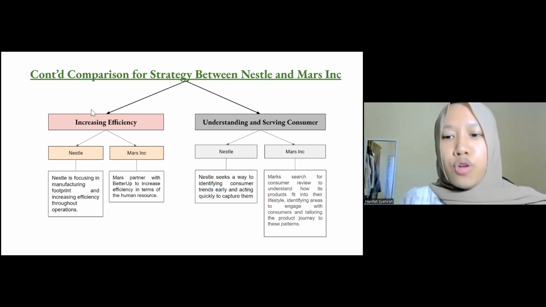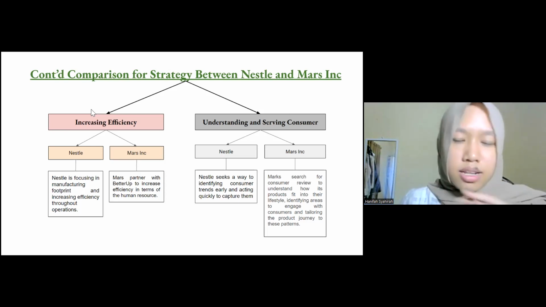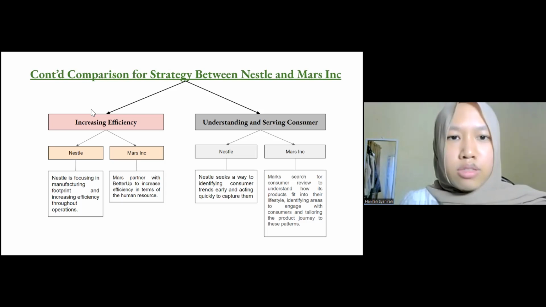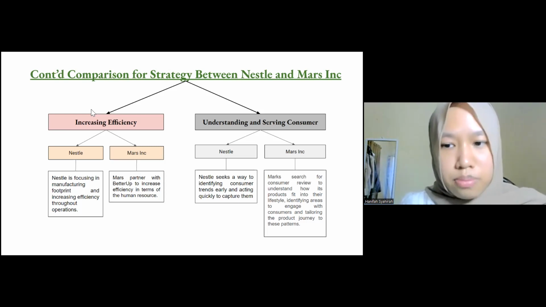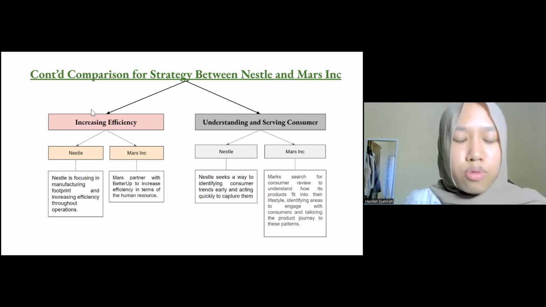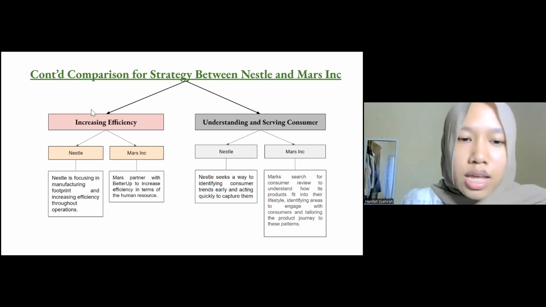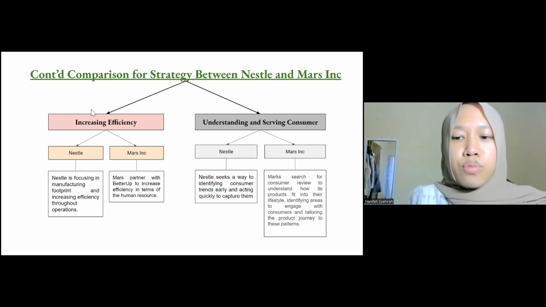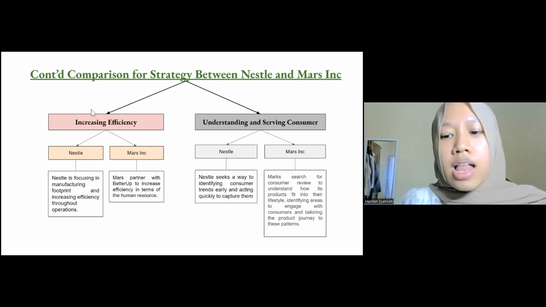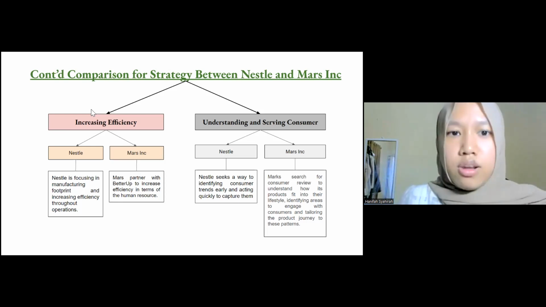And for Mars Inc., it is slightly different. To understand and serve the customer, Mars Inc. looks at consumer reviews and behavior, or customer testimonials. By doing that, they can know whether the products fit or not. They can also identify what kind of engagement happens with the customer, what kind of product is suitable to sell, and also the journey of people using the product.